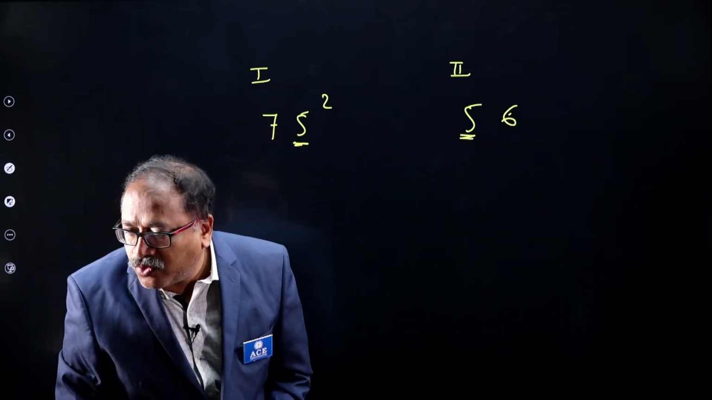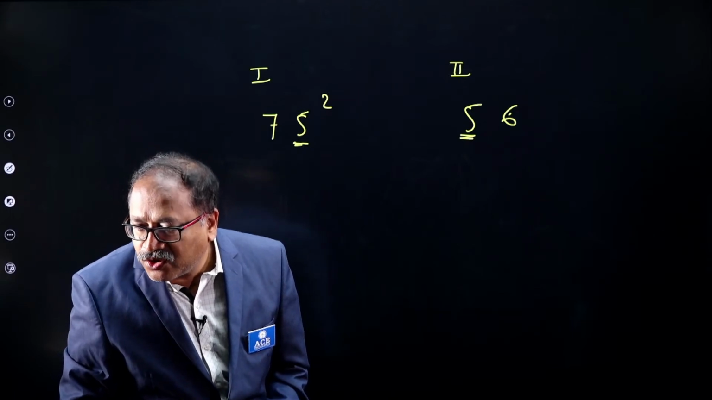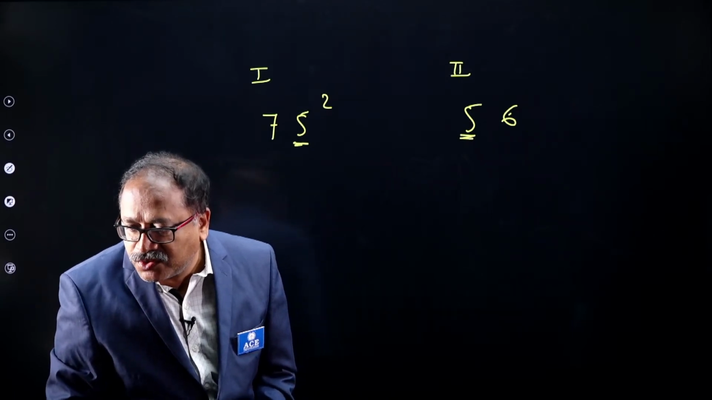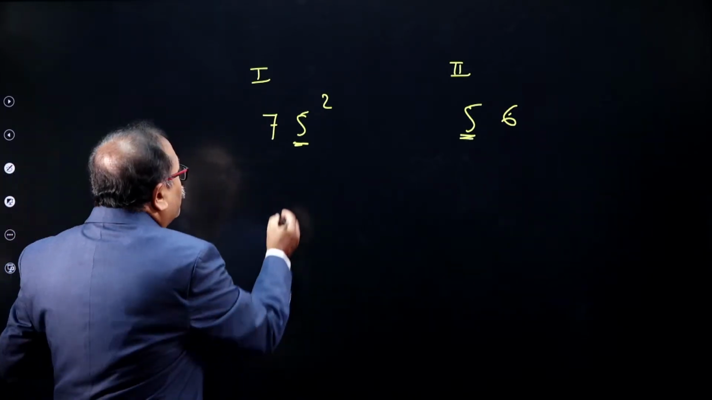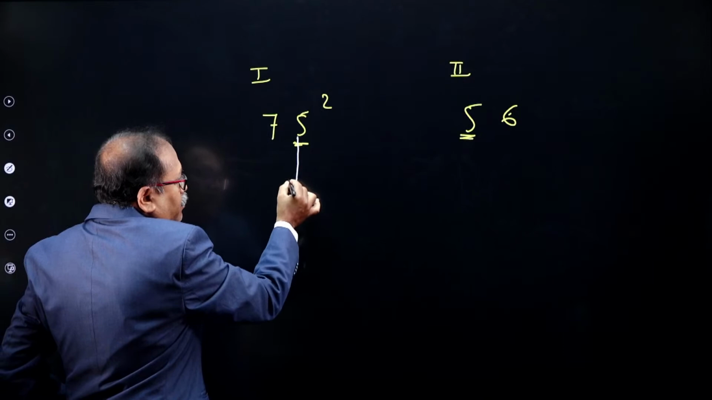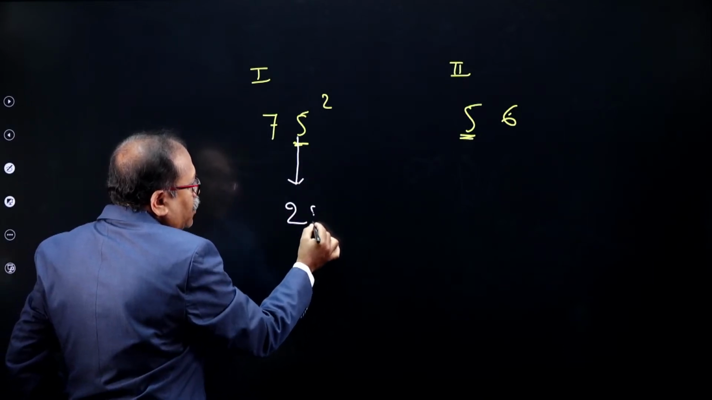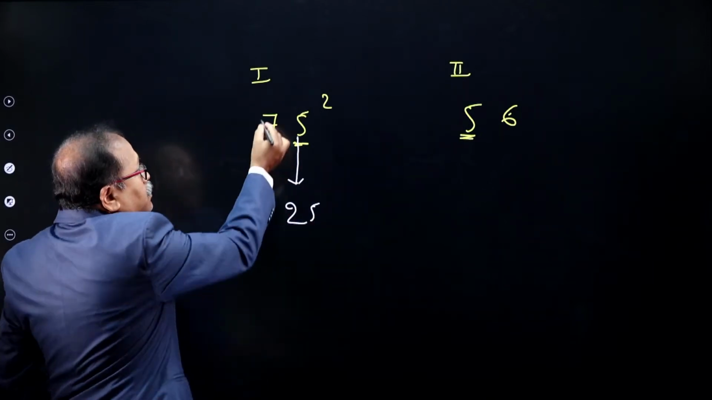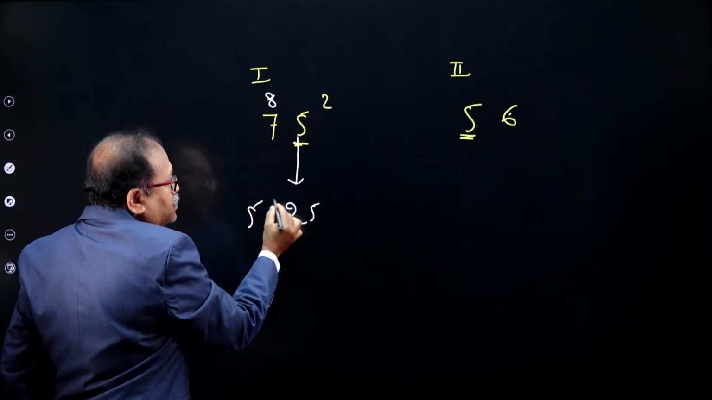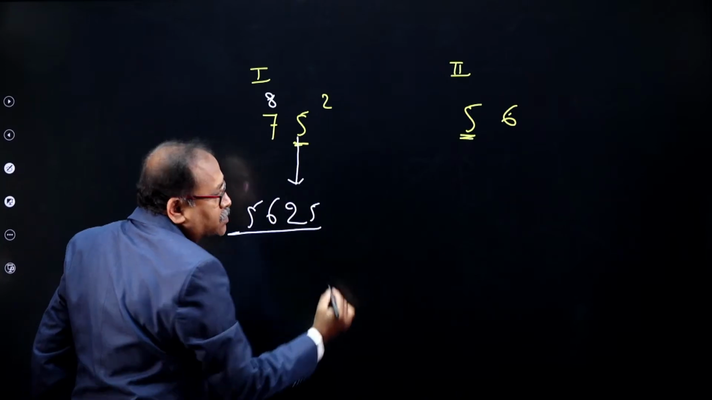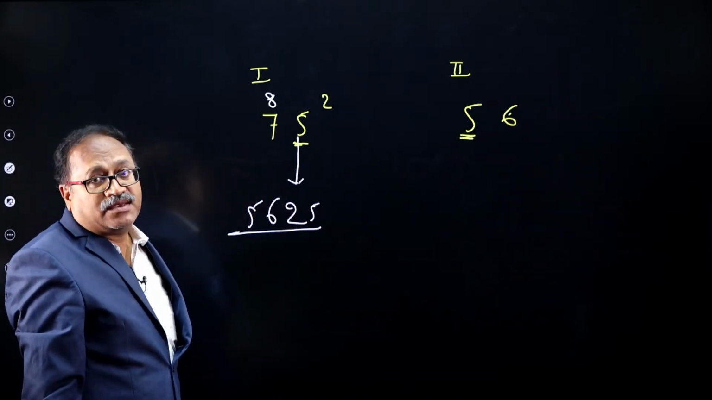Oh, wow, Sai. That's a rocking answer. The first one is 5625. You know that here it is 5, so this will be 25, 5 square is 25. And this is 7, 7 into 8, that is 56. That's great, Sai.